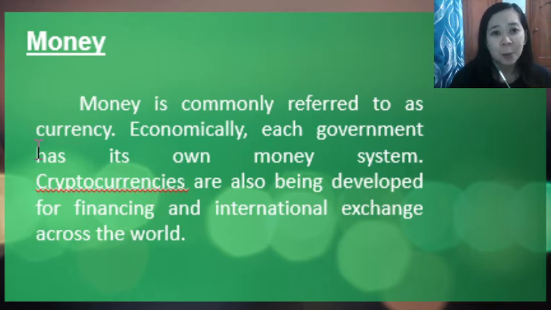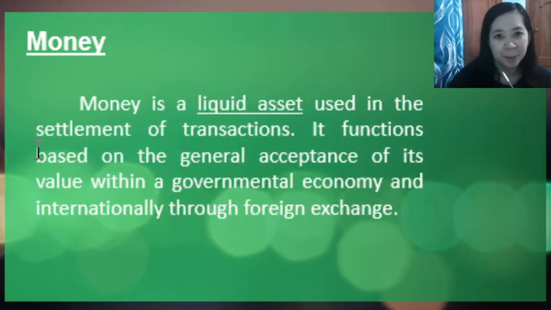There are also those who develop cryptocurrencies. This is in electronic form, and these are normally developed for financing and international exchange across the world. We will also be talking about this in the next video lecture. But again, the concept of cryptocurrency is that it is in electronic form, and the main purpose is for financing and international exchange across the world.